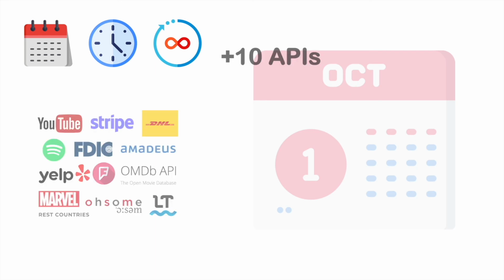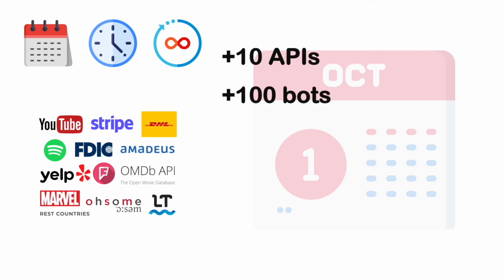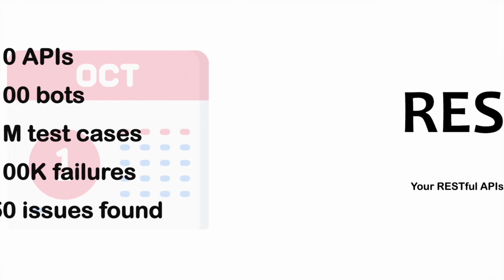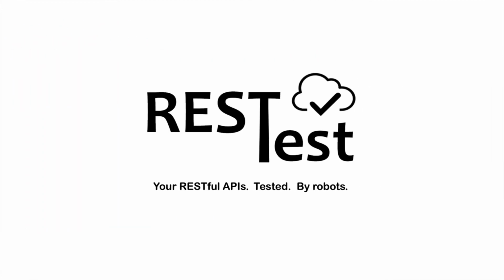In our experiments, for instance, we deployed our testing ecosystem for 1 month, testing more than 10 APIs with over 100 different bots. In this time, our bots automatically generated over 1 million test cases, which uncovered more than 100,000 failures in all the APIs under test, resulting in over 50 issues found. This is RESTest, your RESTful APIs tested by robots.